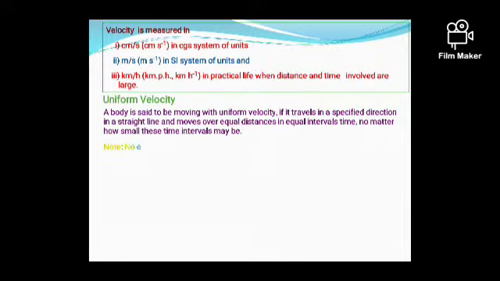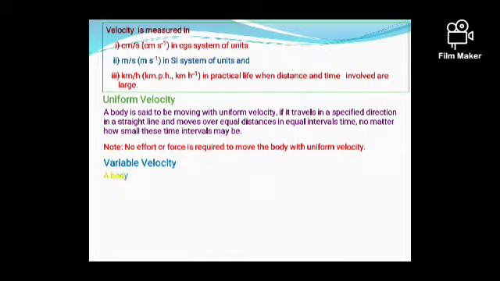Now note this, a very important note here. No effort or force is required to move a body with uniform motion. That means when your body is moving in uniform motion, no force or effort is required.